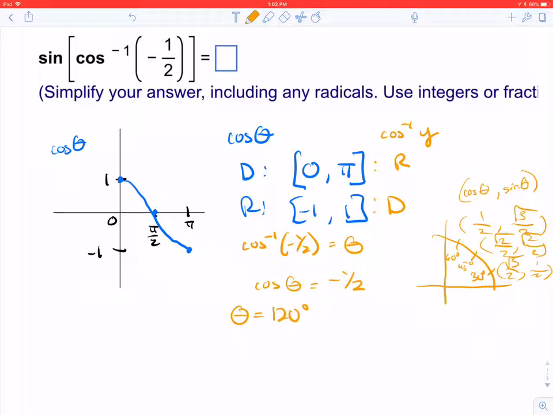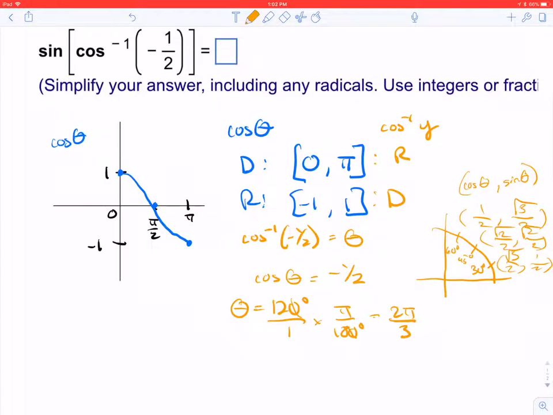So if theta is 120 degrees, just convert that to radians. That's 2 pi over 3. So now, when you take the inverse cosine of negative 1/2, we should get 2 pi over 3. Let's go back to the beginning. Now we have sine of inverse cosine of negative 1/2.